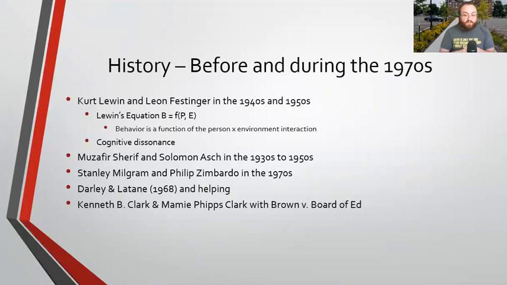A few years later, in the 1940s and 50s, we have Kurt Lewin and Leon Festinger. Their research informed a lot of things that we're going to talk about throughout the class. One of those is cognitive dissonance. Cognitive dissonance is a theory that explains some observations about our behavior. Cognitive dissonance itself is when you have two competing ideas in your brain at the same time.